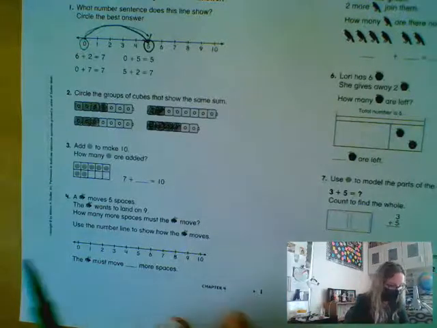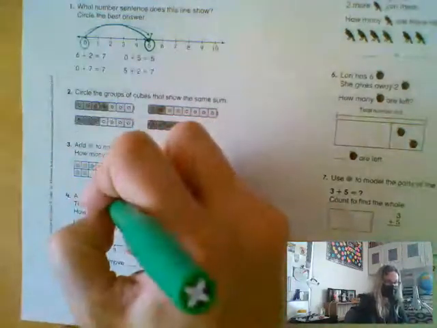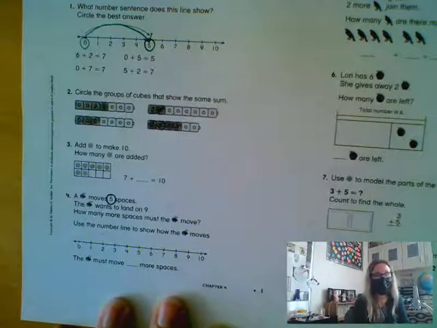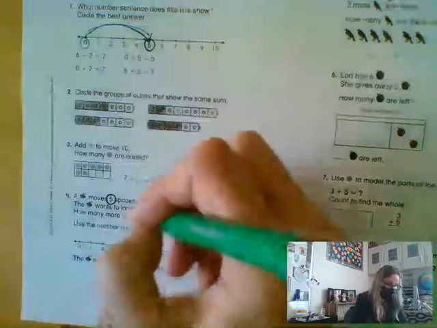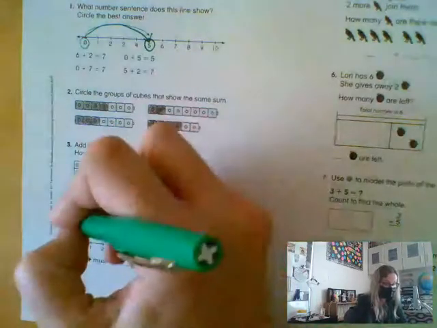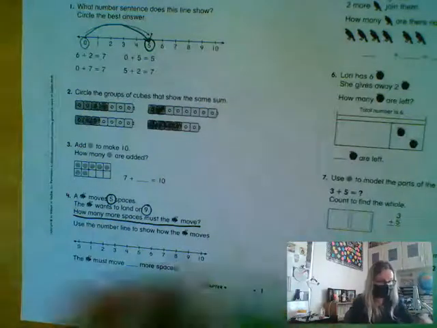Number 4 says a ladybug moves 5 spaces. Everyone circle the 5. The ladybug wants to land on 9. Everyone circle the 9. How many more spaces must the ladybug move? Use the number line to show the moves.